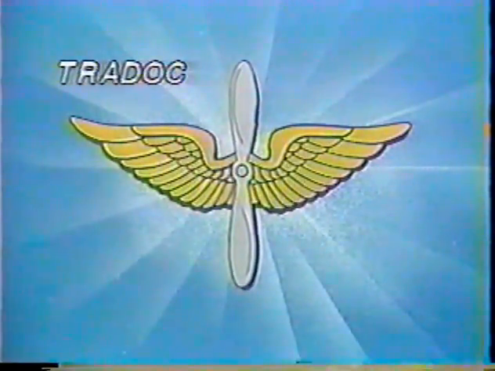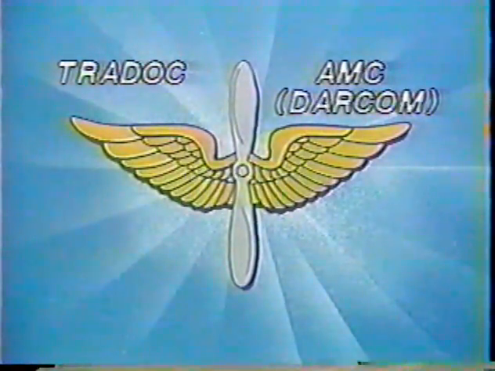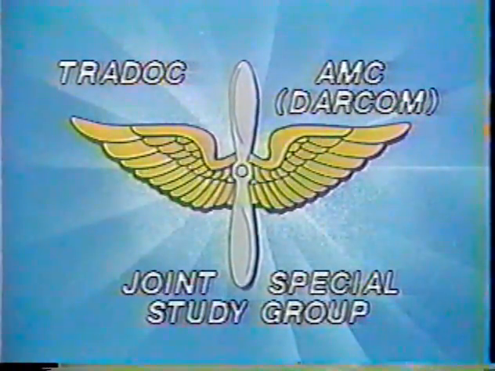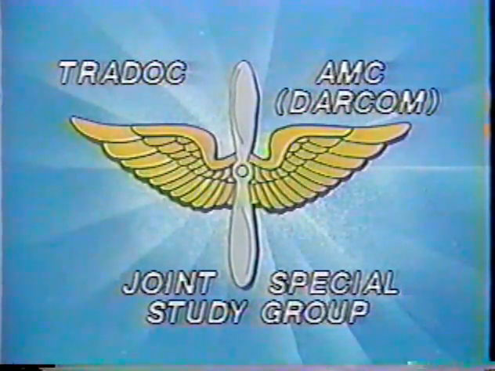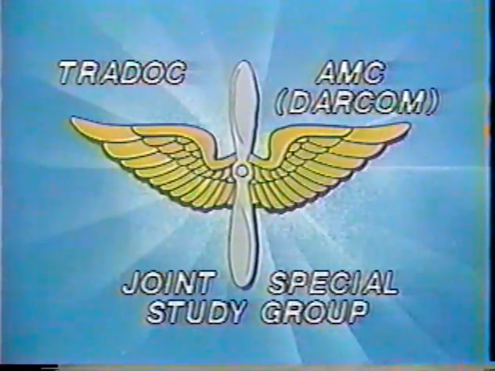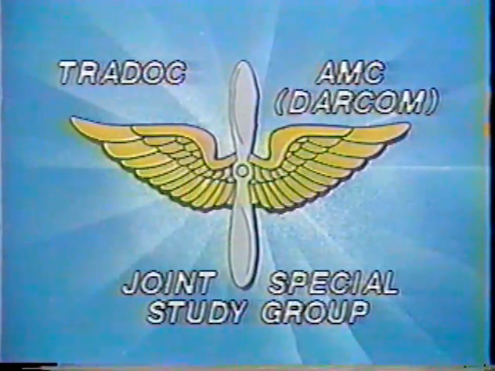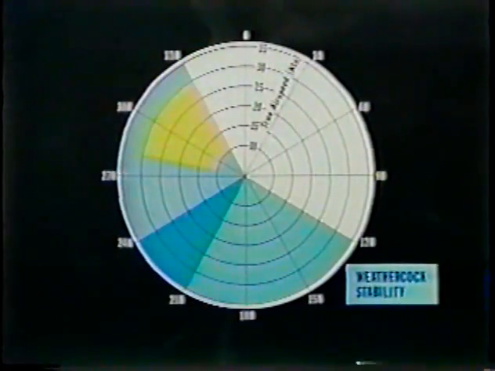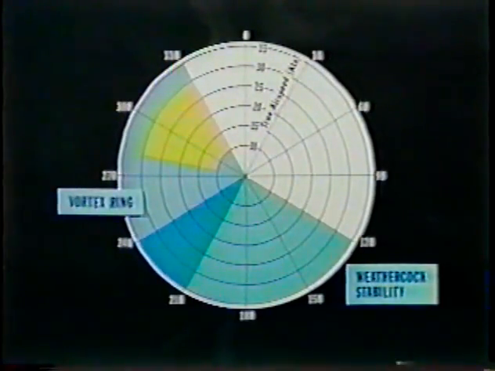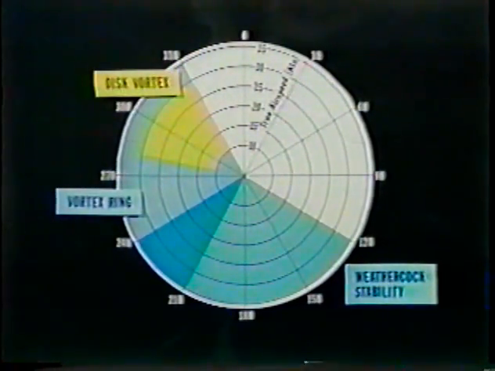Now that LTE has been defined, it is vitally important for all to learn the causes and the proper corrective actions. The Training and Doctrine Command, TRADOC, and the Army Materiel Command, AMC, Joint Special Study Group investigation of the OH-58 LTE phenomena has identified 3 relative wind regions which adversely affect aircraft controllability. They are weathercocking, vortex ring state, disk vortex. We will look at each region individually.